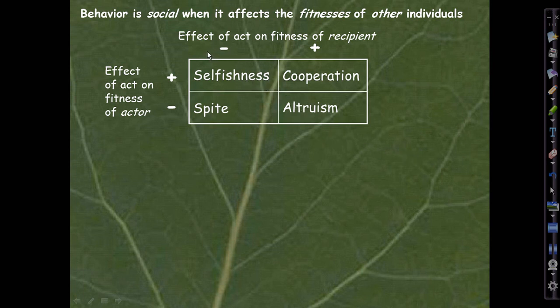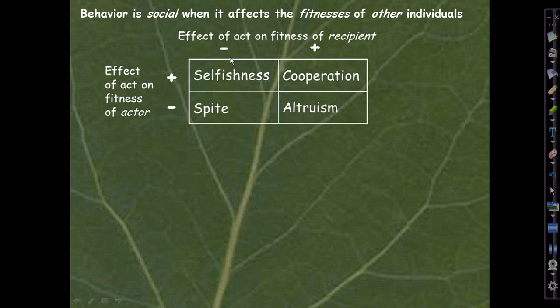We can classify by the effect that the act has on the fitness of the recipient, the other individual or individuals affected by it, as well as the effect the act has on the fitness of the actor, the one expressing the phenotype, which is all we've been thinking about up to this point in the course. And so those effects, of course, can be either plus or minus. If you do something that helps your own fitness, that's a plus.